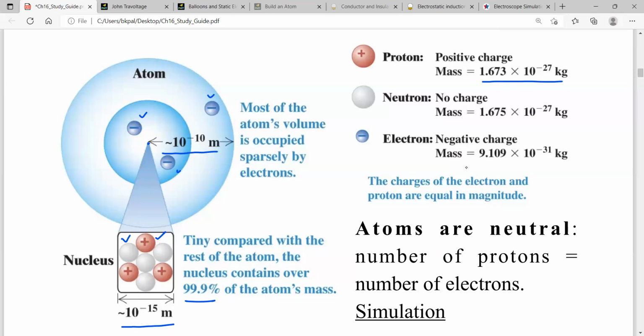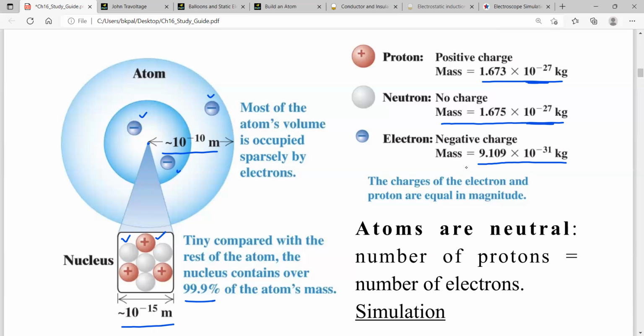Okay, neutron is neutral, that means no charge, and its mass is almost the same as a proton. The order is 10 to the power minus 27. On the other hand, the electron, which is negatively charged, has a mass of 9.101 times 10 to the power minus 31 kilogram.